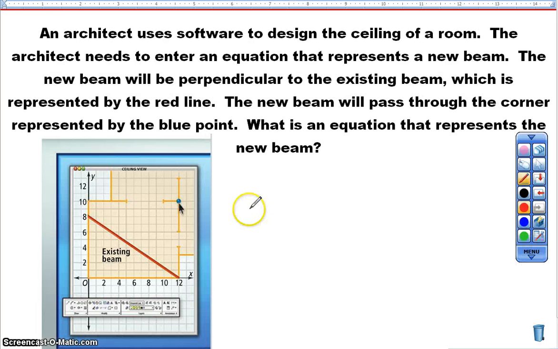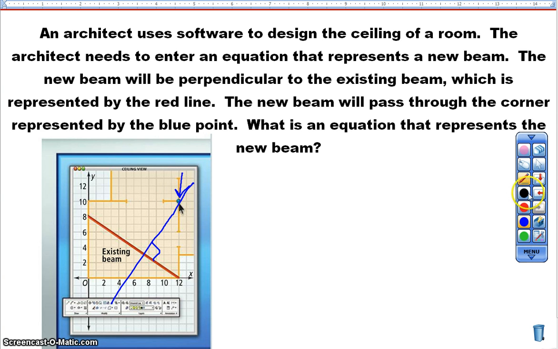I have to draw a new beam that's going to be perpendicular to the red line. Can I draw it like that? Are the red and the blue line perpendicular? No. How about like this? Is that perpendicular? No. Is this perpendicular? 90 degrees? Yes. But they said it's got to go through this point right here. So I got to take this line and I got to slide it down here. Or in other words, it's going to look something like that.